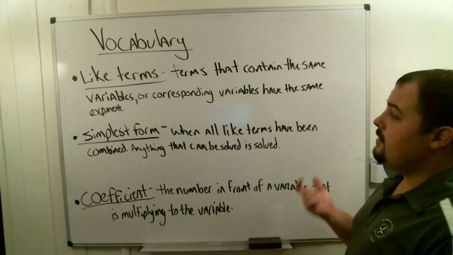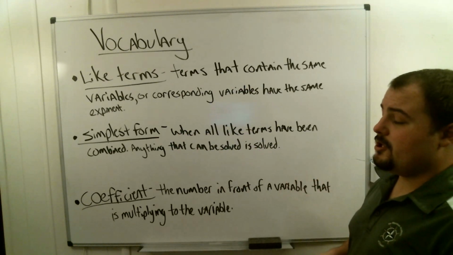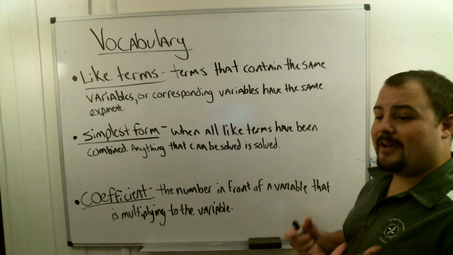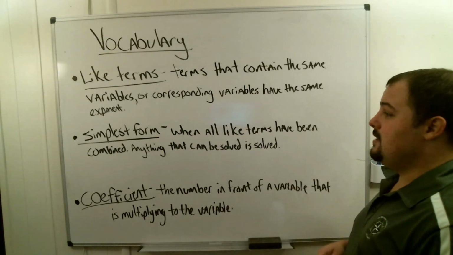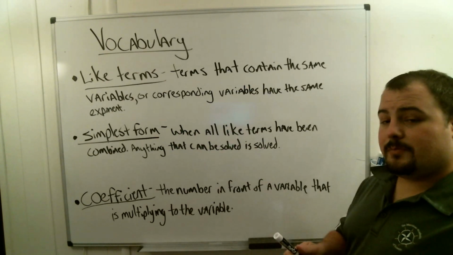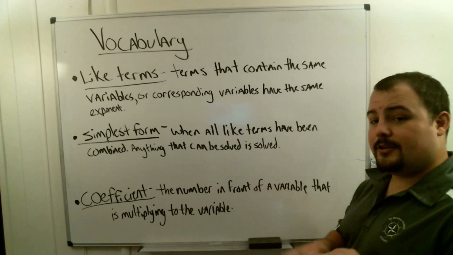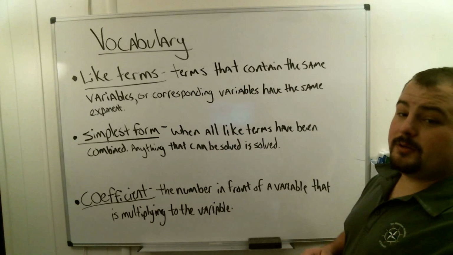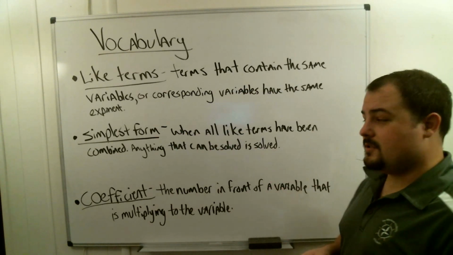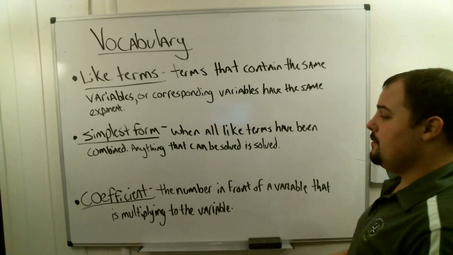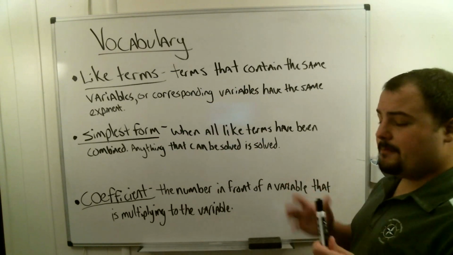Like terms are terms that contain the same variable. So in order to be like terms, they have to have the exact same variable, or corresponding variables that have the same exponent. So if the variables are the same but the exponents are different, they're not like terms. But if the variables are the same and their exponents are the same, they are like terms, and you can put those together.